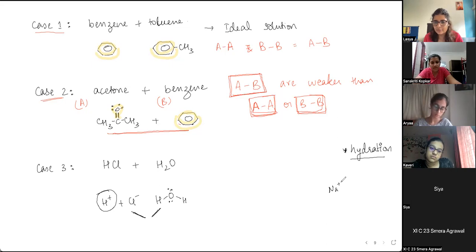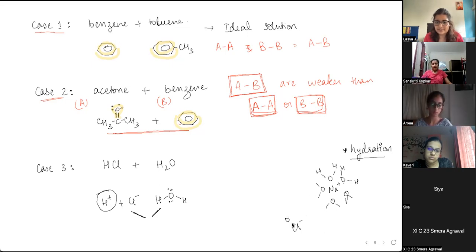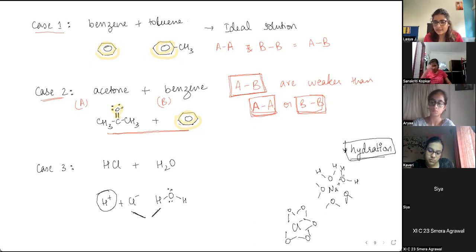If you have Na plus, a positive ion, it's surrounded like this, with all the negative side of water around it. And if you have a negative ion, like a chloride ion, it's going to look something like this. Water is polar, so the positive side is going to surround it. So this is the phenomenon of hydration, which always takes place. After any ion dissociation, the water molecules surround it, attracted to the opposite pole, essentially.